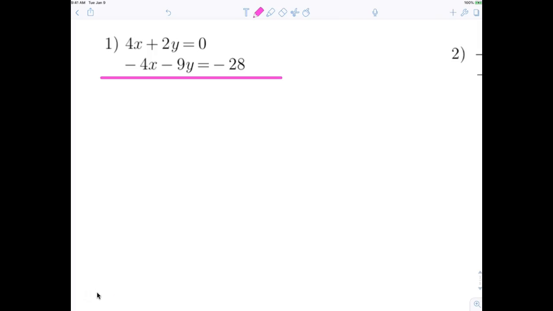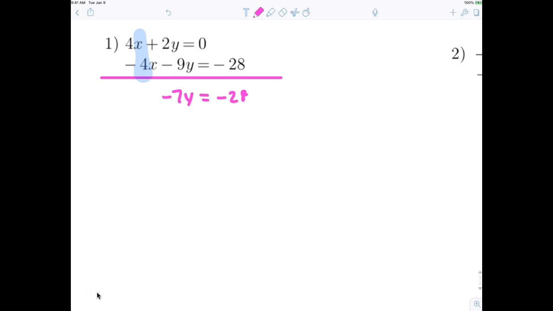What happens to 4x and -4x this time? They cancel, but does the y cancel? No. So look here. These guys cancel. What's 2y minus 9y? -7y. Good. So -7y is equal to what? -28. Right? You're good.